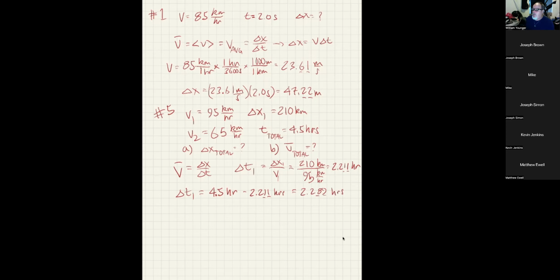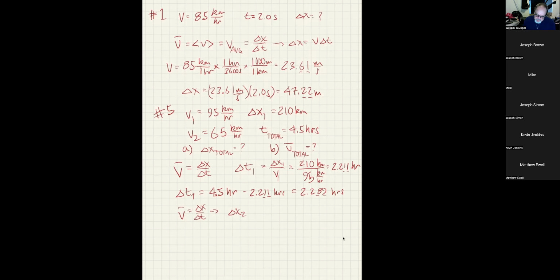So now that I know delta T2, I can use that with V bar equals delta X over delta T to find how far we traveled at 65 kilometers per hour. So again, V bar equals delta X over delta T gives me that delta X2, and actually, yeah, I said 1 there.